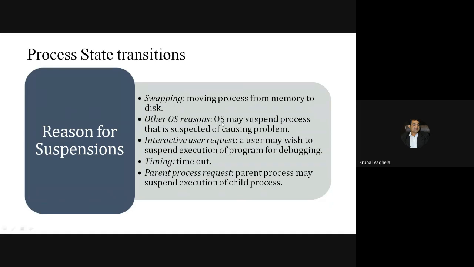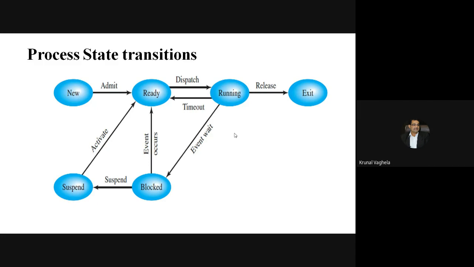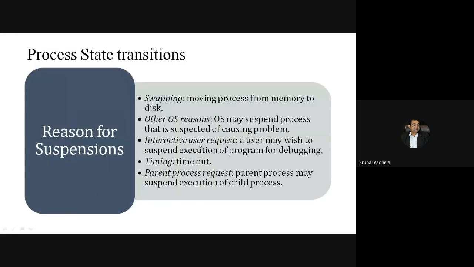Operating system reason. The operating system may suspend a process that is suspected of causing problems. For example, there is some suspicious process which is causing some problem. Now the operating system will decide this is a suspicious process causing some problem, so it will suspend that particular process. So it is an OS decision. Interactive user request. A user may wish to suspend execution of a process for debugging. You are running the program and you have decided to suspend the process for some debugging.